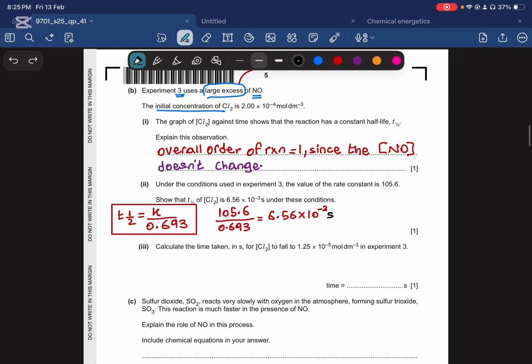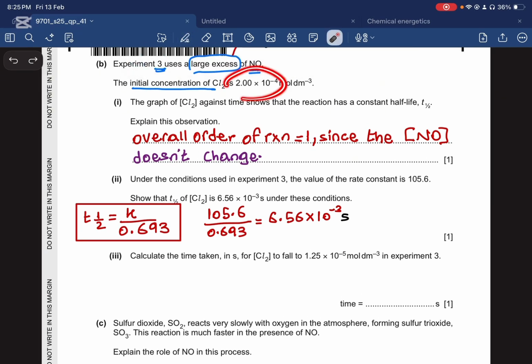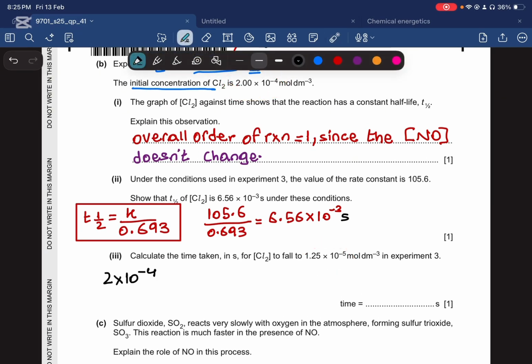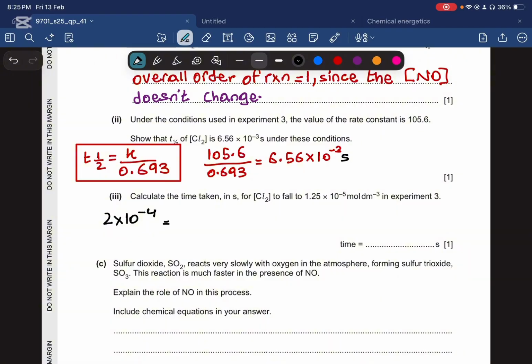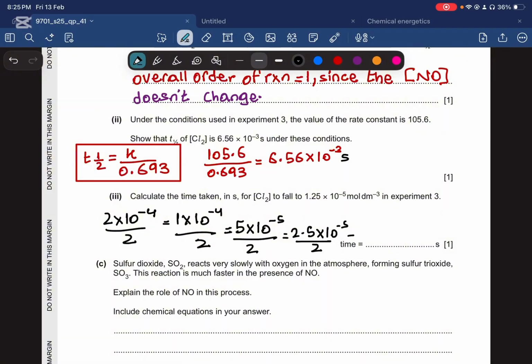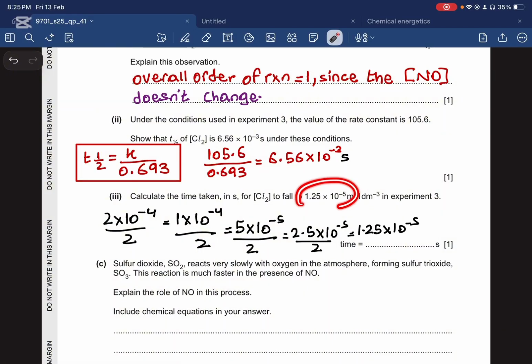Let's keep dividing the concentration of chlorine by 2 to see how many half-lives it takes to go from this to this. So you have 2 times 10 to the power minus 4. Pick up your calculators. 2 times 10 to the power minus 4 divided by 2. What's the answer? 1 times 10 to the power minus 4. Now divide by 2 again: 5 times 10 to the power minus 5. Divide by 2 again: 2.5 times 10 to the power minus 5. And divide by 2 one more time: 1.25 times 10 to the power minus 5. Did we reach our goal? Yes, we did.